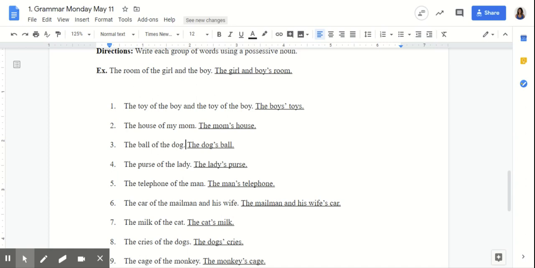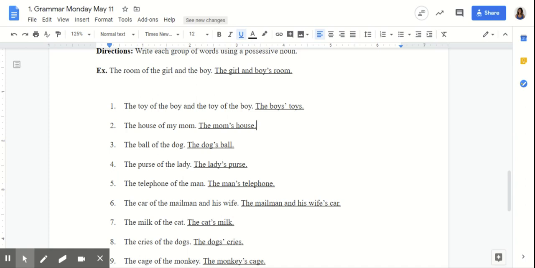Now, realize I have the apostrophe after the S because this is showing here that it's more than one boy. The sentence said the toy of the boy and the toy of the boy, which means that this is showing ownership of two boys. So I made this plural first and then added the apostrophe to show that ownership. So it's the boys' toys.